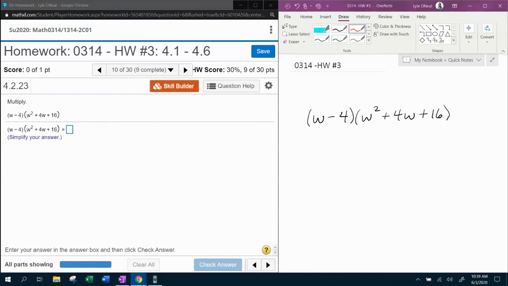All right, here we go. Question number 10 from our 0314 homework number 3 in MyLab Math. Again, the instructions say multiply.